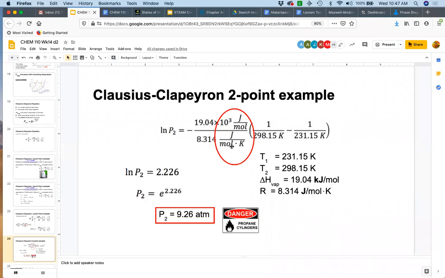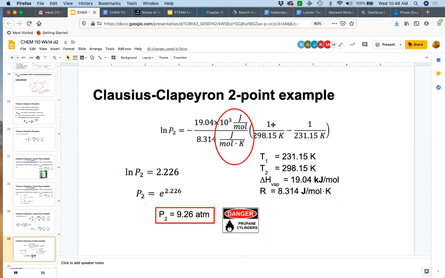So go ahead and take a moment and with your calculator, check to make sure that you get the value of 2.226 when you substitute the information here and solve. If you need to solve it in steps, that's okay. You remember you're always going to solve what's in your parentheses first.